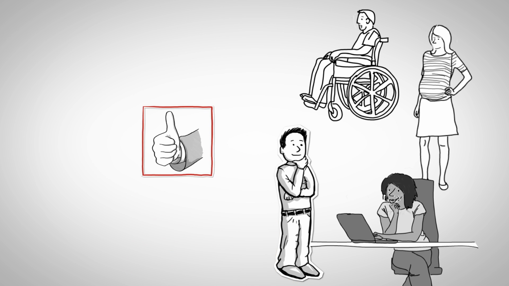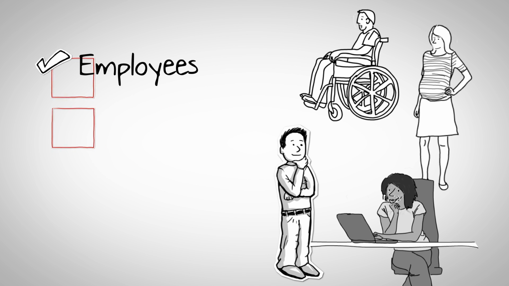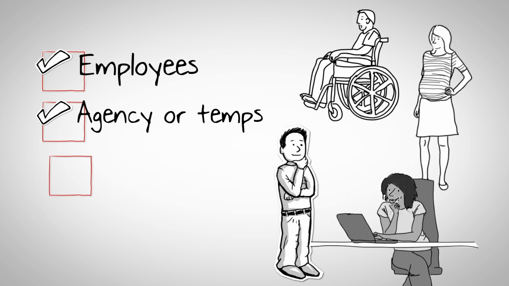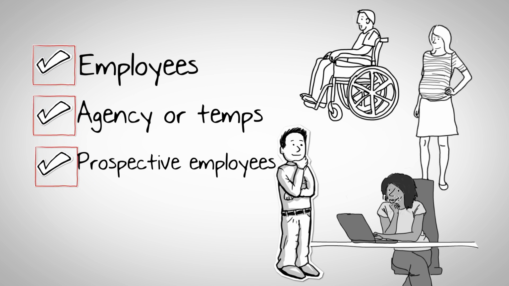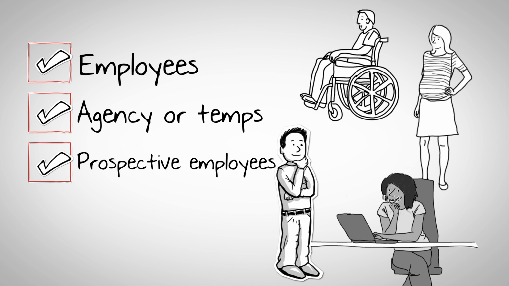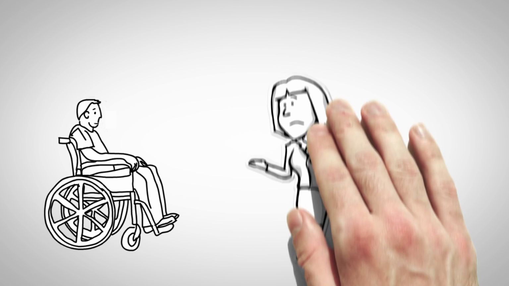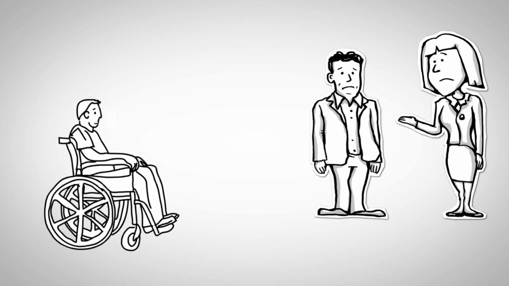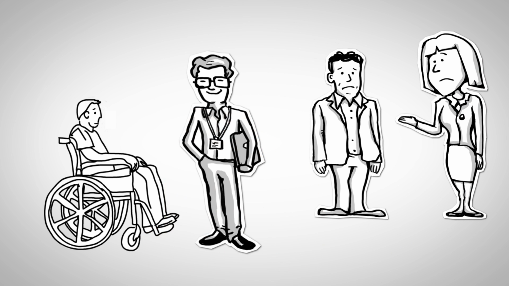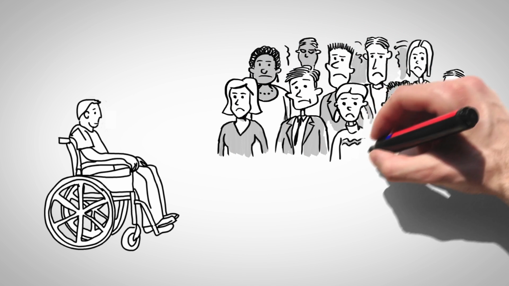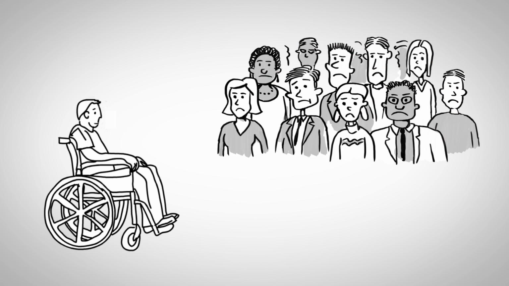Most individuals in your school are afforded protection from unlawful discrimination. This includes employees, agency or temporary workers, and prospective employees such as those applying for a job. Individuals have a right not to be discriminated against, directly, indirectly, by association, or because of a disability. They also have the right not to suffer harassment or victimisation.